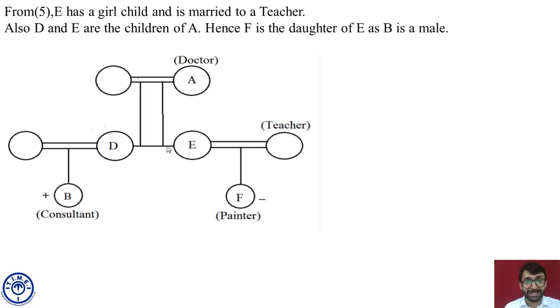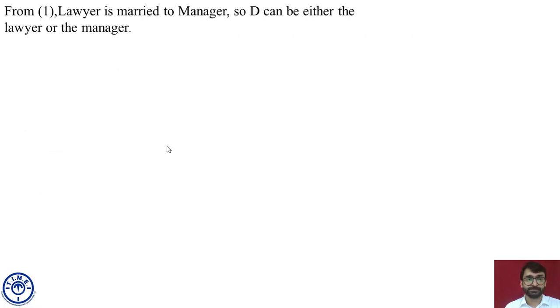D and E are in the second generation. Placement was not given. D and E were the children of A, so D and E were the siblings. And E cannot have B as a child because E's daughter is F. E's daughter has to be F because E is having a daughter. E cannot have a son. And E is married to a teacher. Fine. So this is an improvement over the previous diagram. We have now got the placement of 5 people. Fine. So let's move ahead.